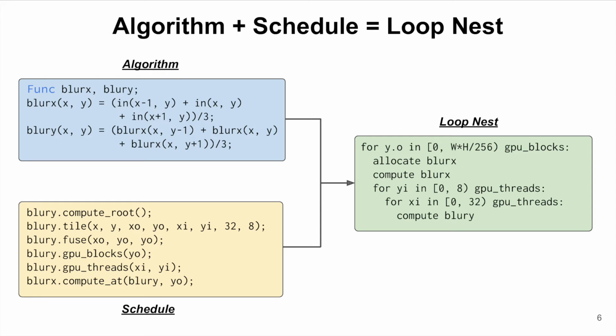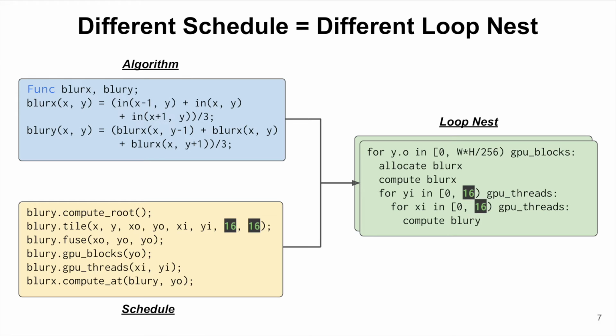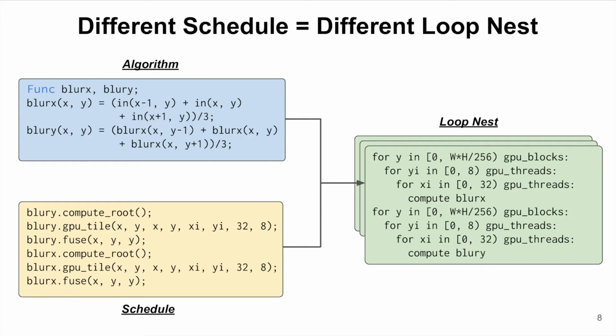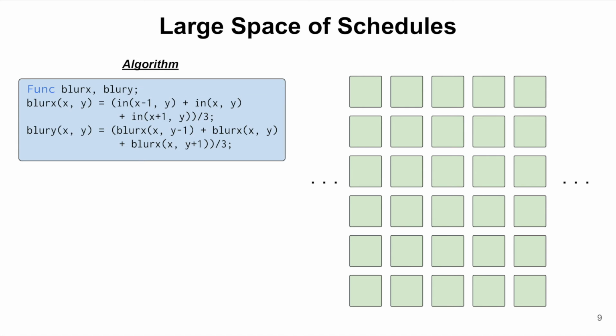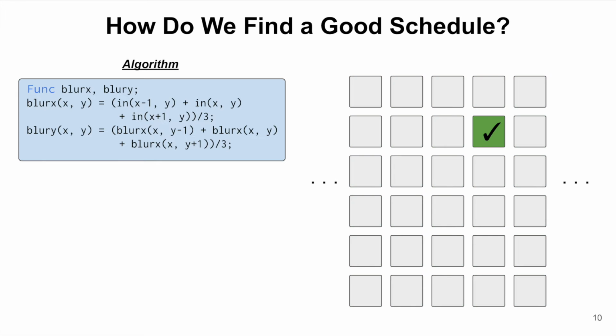Now, this is just one possible implementation of this algorithm. If we want, we can edit the schedule to get a different implementation. In this case, we've just changed some numbers, and this creates a loop nest with the same structure, but different loop extents. We can also change the schedule more substantially to get a structurally very different loop nest. All of these options have different performance characteristics. They do more or less computation, use more or less memory, and use more or less parallelization. Now, these are just three possibilities, but algorithms typically have a very large space of potential schedules, often in the millions or even billions. So how do we find a good schedule from within this space?